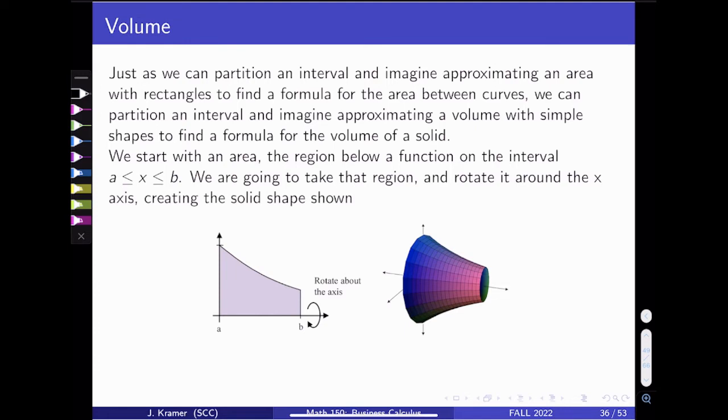We start with an area, the region below a function, on the interval from a to b. We're going to take that region and rotate it around the x-axis, creating a solid shape shown. So if we assume that we start with a basic region bounded by some curve f of x and the x-axis between the values a and b, and then we rotate this about the axis, we end up with this cylindrical shape here.